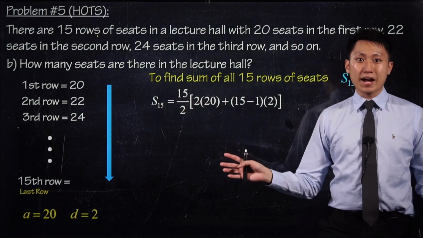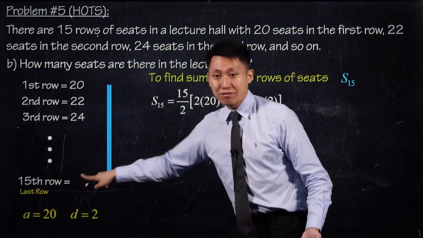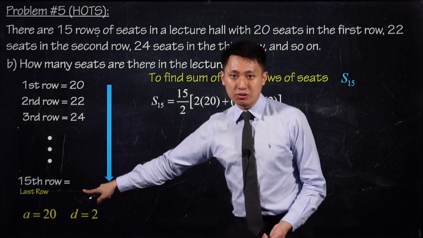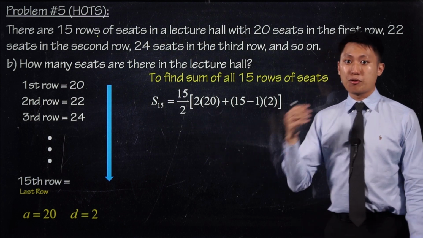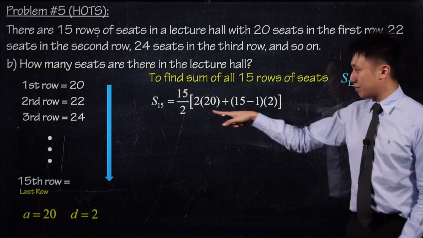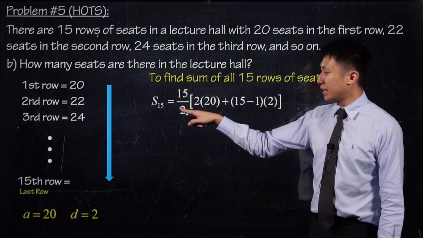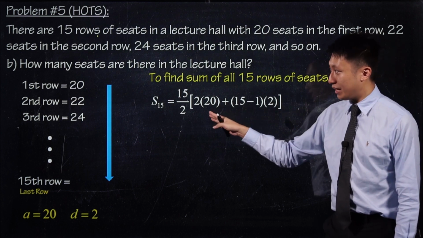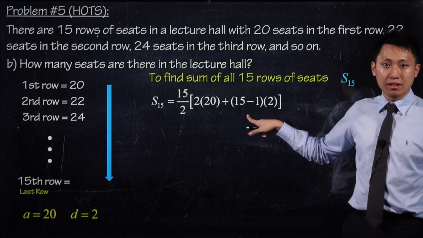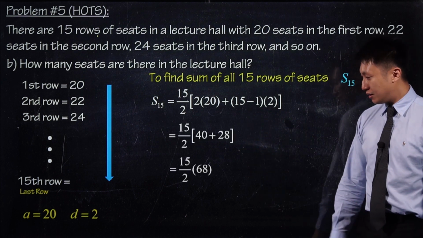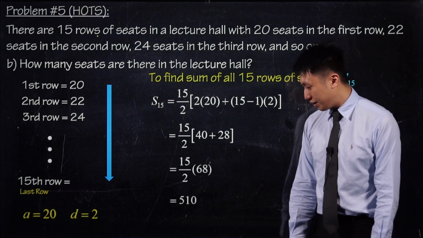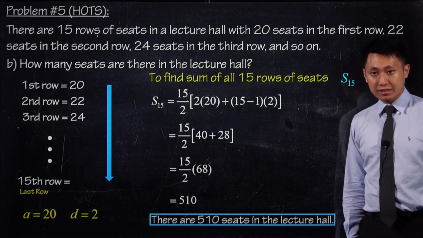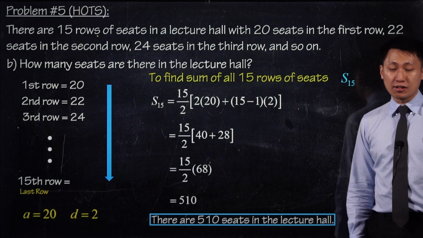I think in the first question we didn't find the last row. If we knew the last row, we would take the first row plus the last row, times n divided by 2, and that would be easy. But it's fine. We are just going to use the normal formula, n divided by 2 times 2a plus n minus 1 times d. Substitute everything in because a and d are there already. I'll just show you the steps. Put it in, then you get 68 over 2 times 15. You get 510. So there are 510 seats that can accommodate students in the lecture hall.